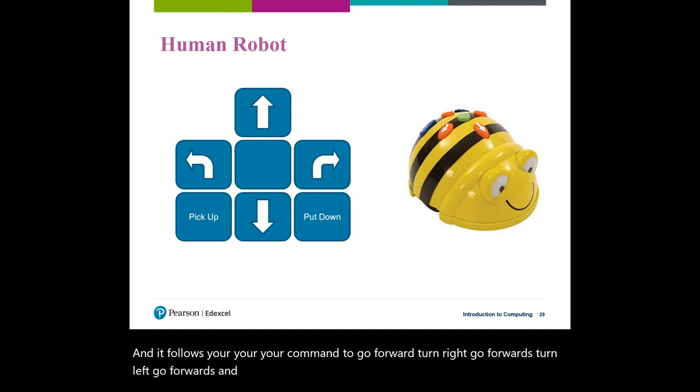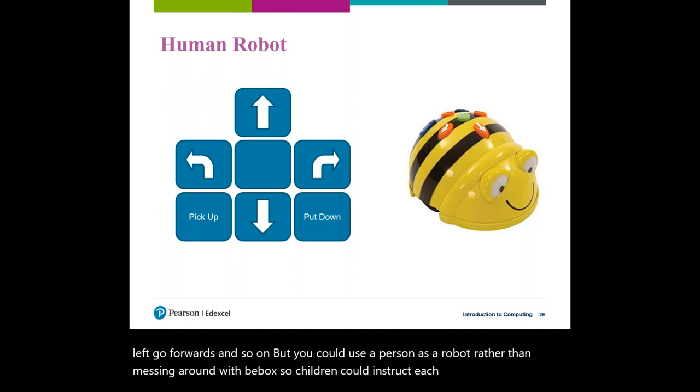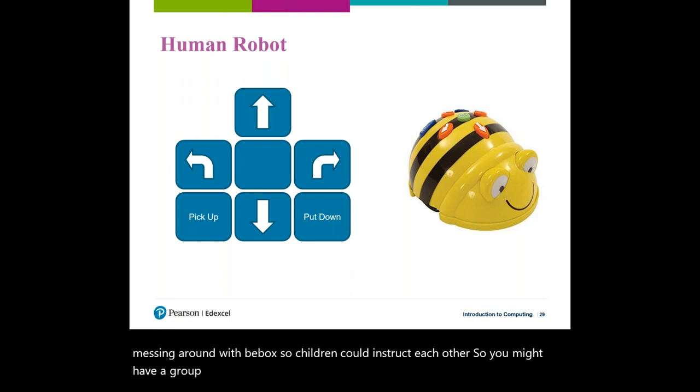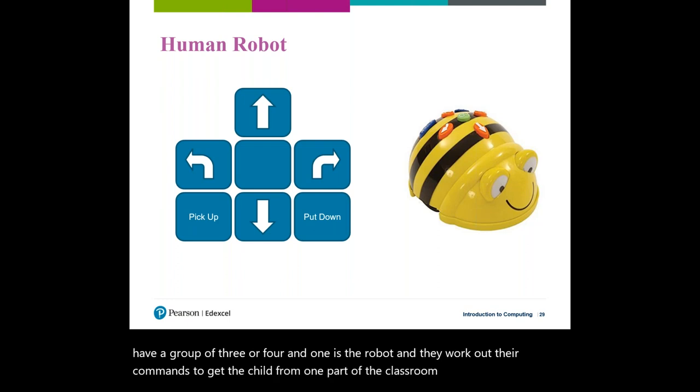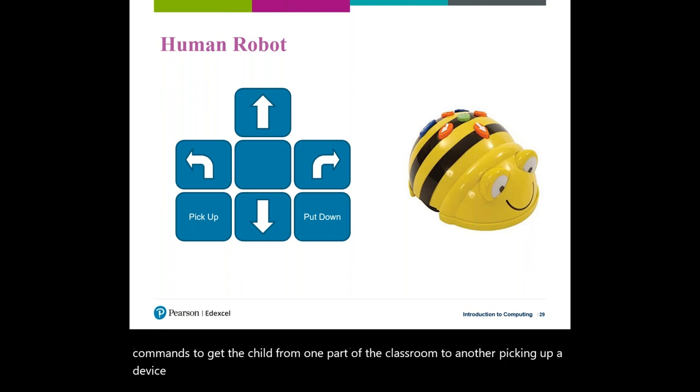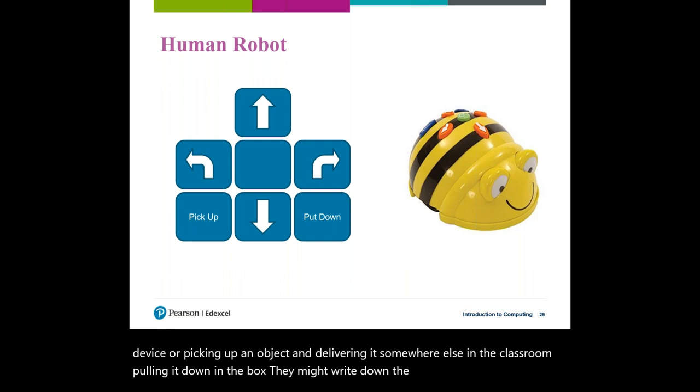But you could use a person as a robot rather than messing around with Bee-Bots. So children could instruct each other. You might have a group of 3 or 4, and one is the robot, and they work out their commands to get the child from one part of the classroom to another, picking up a device or picking up an object and delivering it somewhere else in the classroom, putting it down in the box. They might write down the sequence first and then read it out to the robot.